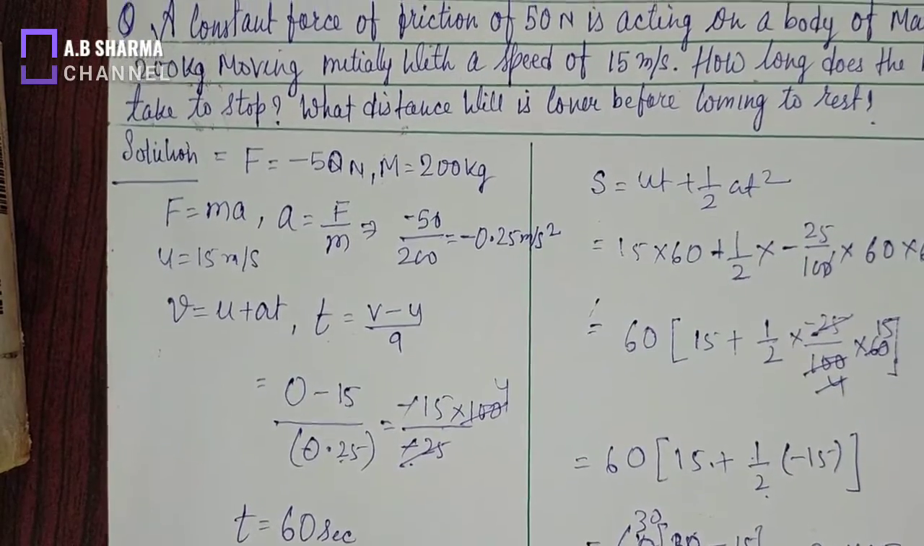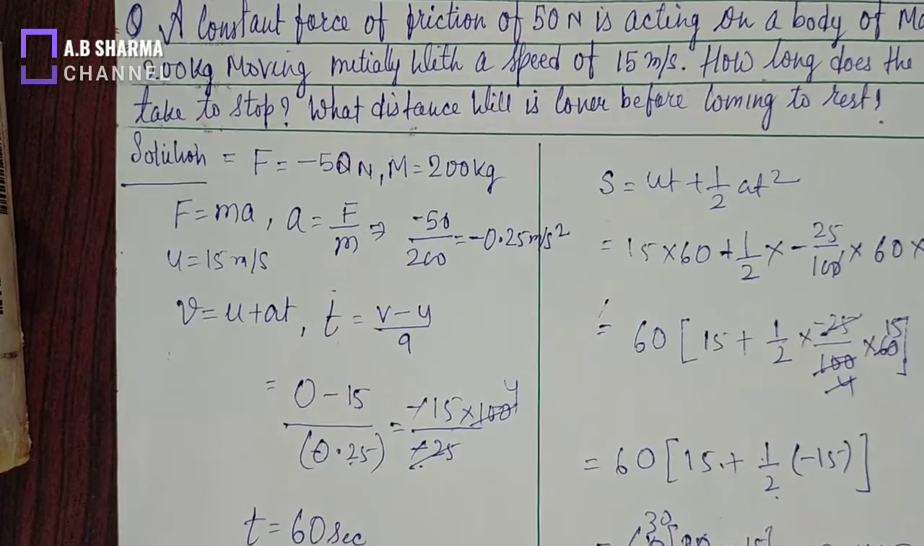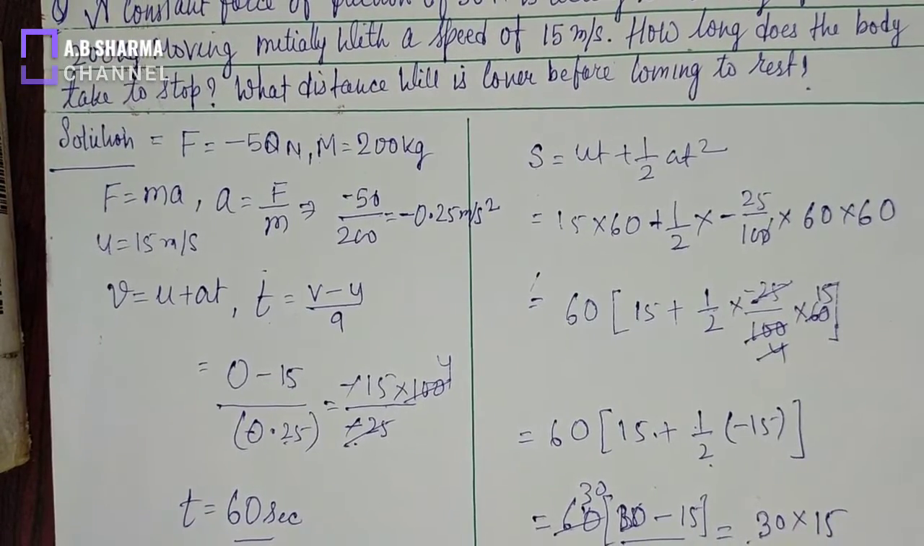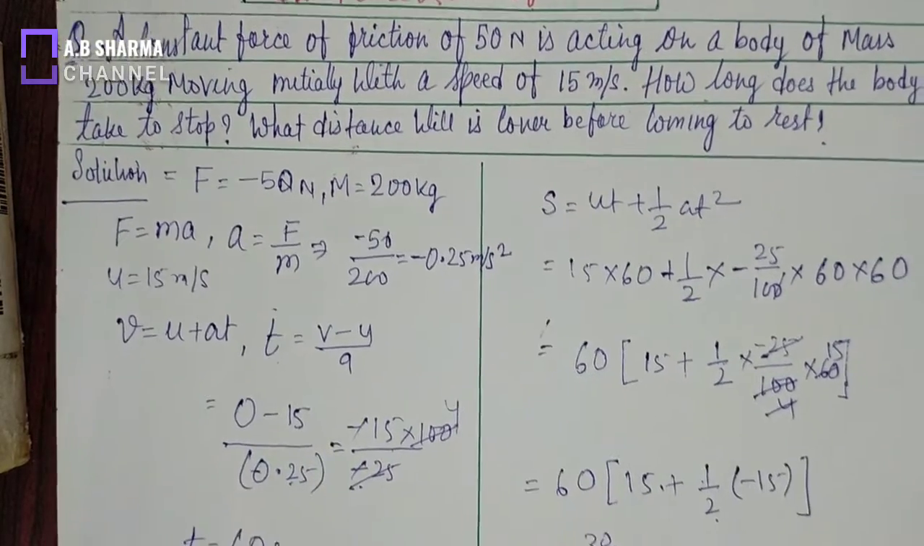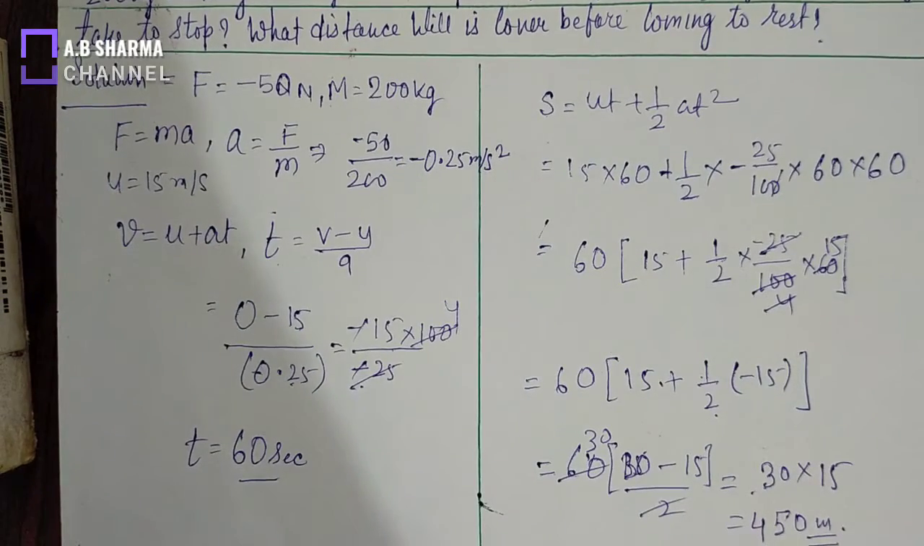So this is the solution. We have calculated acceleration, then time taken to come to rest, then distance covered before coming to rest. This is the solution of this question. First try to solve it by yourself, then see the solution. Now see the next question.